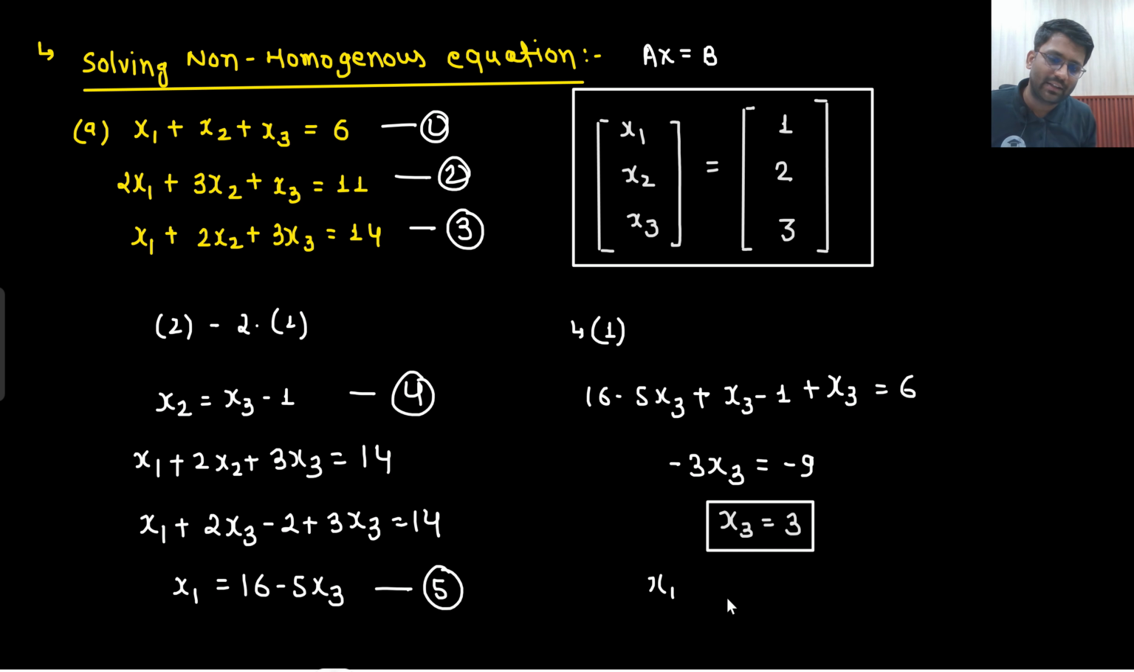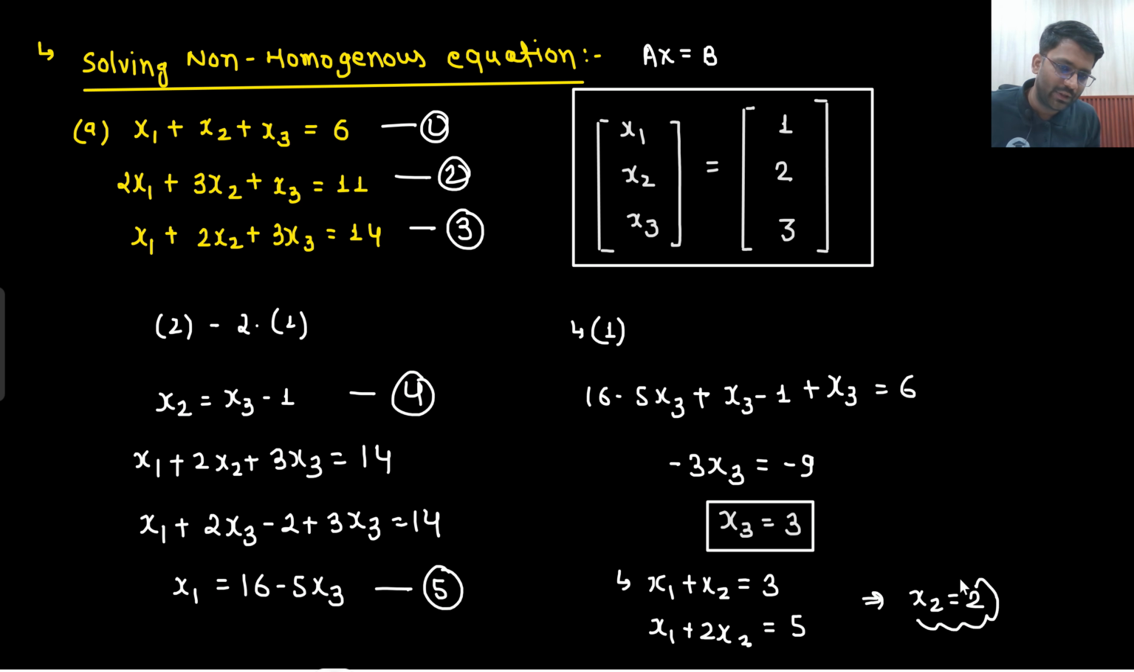Then you can substitute this x3 value in this equation. What will you get? x1 plus x2, substituting the value of x3 here, comes out to be 3, right? Then if I substitute this value in this equation, I'm getting x1 plus 2x2 equals 5, since 3x3 is 9. If I subtract both of these equations, I get x2 as 2. Now if you know x2, then from this equation you can get x1 as well. That is coming out to be 1. So x1, x2, x3 values we are getting.